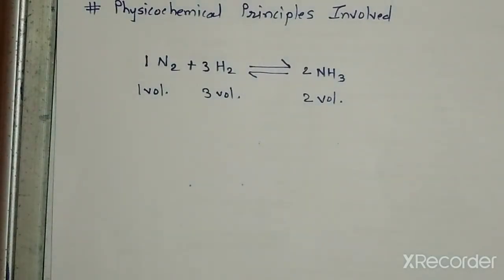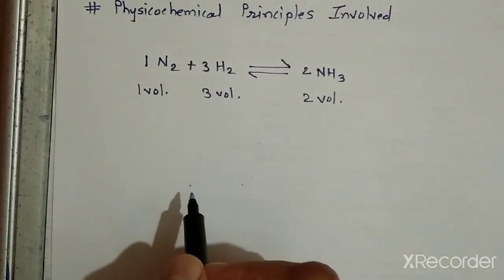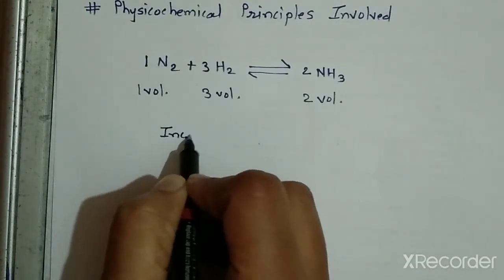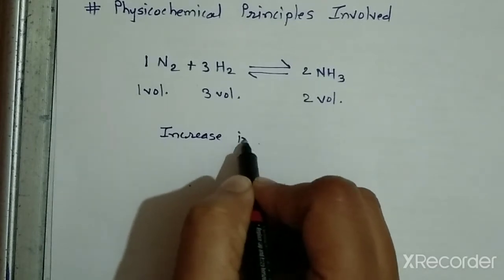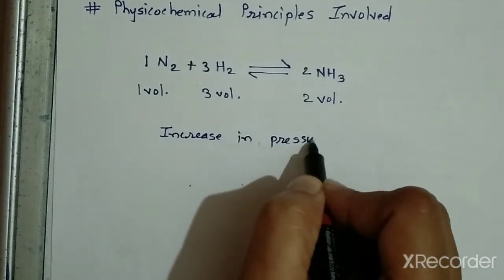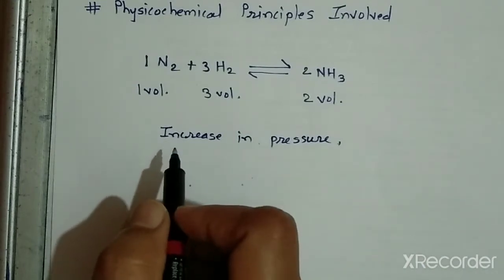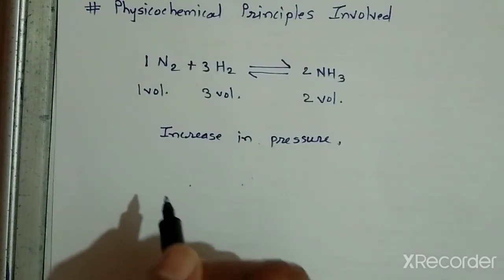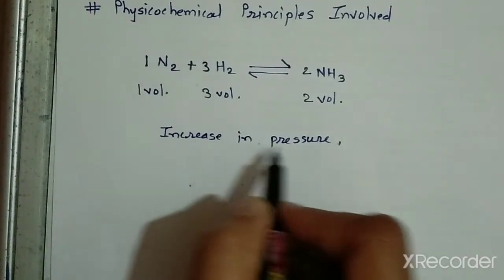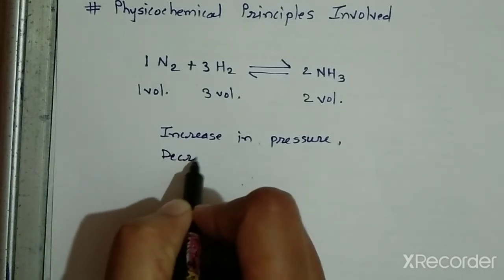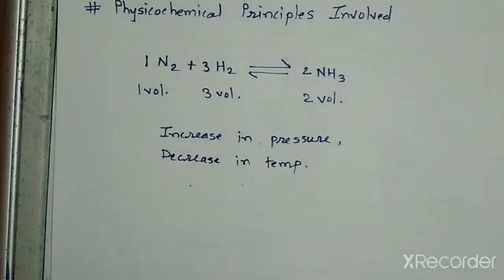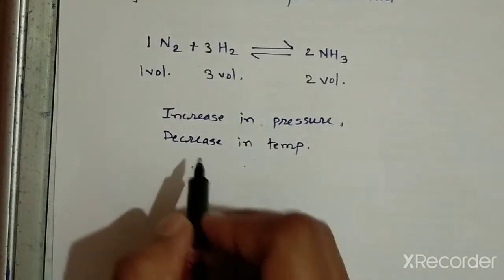According to Le Chatelier's principle, the percentage of ammonia at equilibrium will increase with increase in pressure and decrease in temperature. These are the important points according to Le Chatelier's principle. It shows that the percentage of ammonia at the equilibrium state will be higher when there is an increase in pressure and a decrease in temperature. Then how can the equilibrium constant be represented for this reaction?